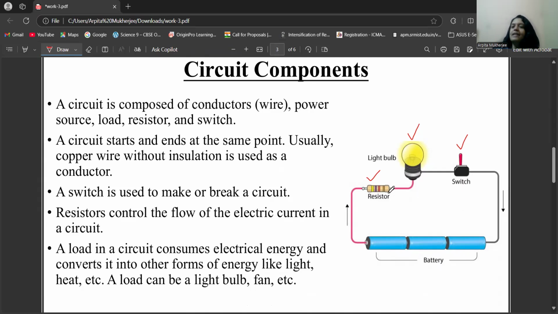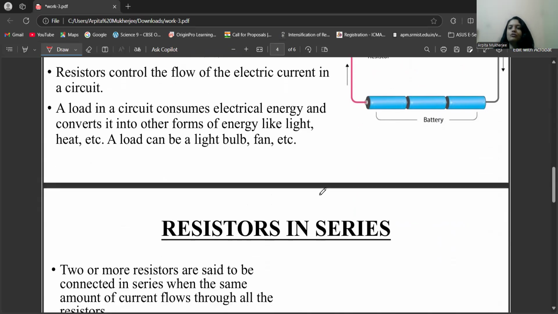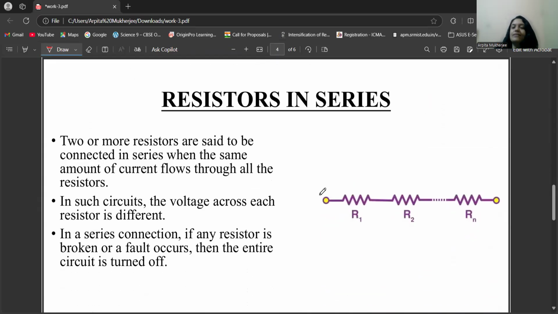So now this is a single resistor which has been connected. Now let us see what happens when we connect multiple resistors. The first combination that we see is resistors in series. Now you can see the right hand side figure. We have the first resistor, the second resistor, and this is the nth resistor. Here we have given a dot dot dot in this circuit. This implies it's a continuation, so there can be a number of resistors. n is the number of resistors. So n number of resistors can be connected in the circuit.